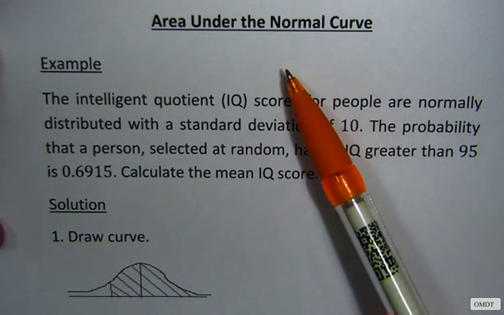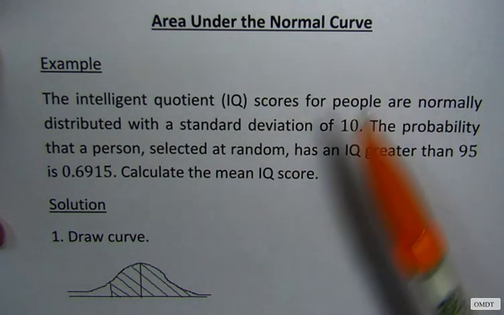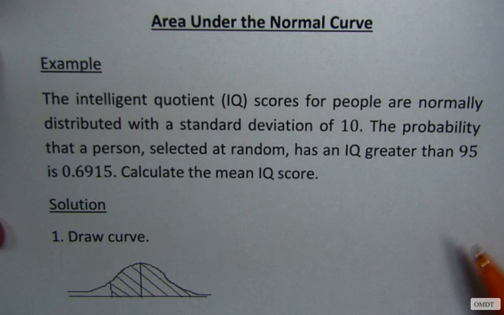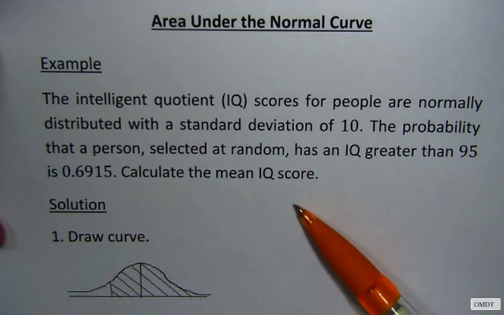Under the topic area under the normal curve, there are usually two main types of problems. The first one is where you have to calculate the probability. The second one is where you have to calculate either the mean, the IQ, or the X value. Let's do an example. For this one, we have to calculate the mean.